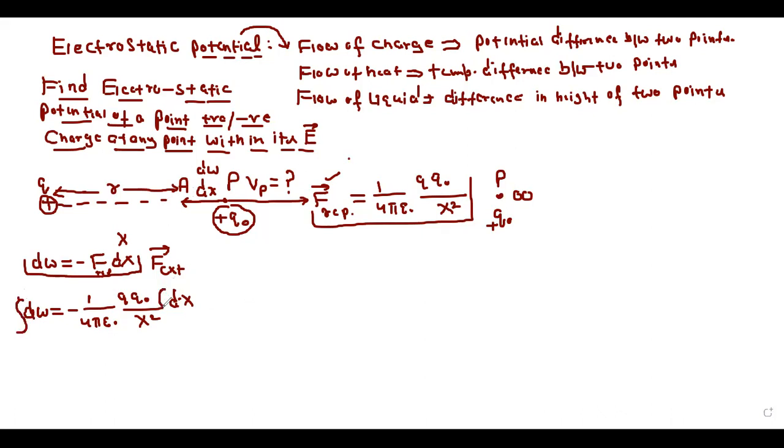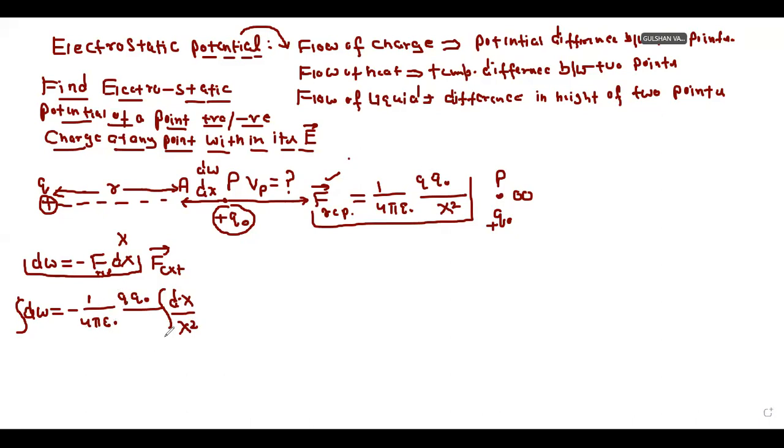The sign of integration here, because 1 over 4 pi epsilon naught is fixed, and I will take this x square inside because x square is variable. So this x square will go inside the integration. Q naught is fixed, and 1 upon 4 pi epsilon naught is already a fixed value.